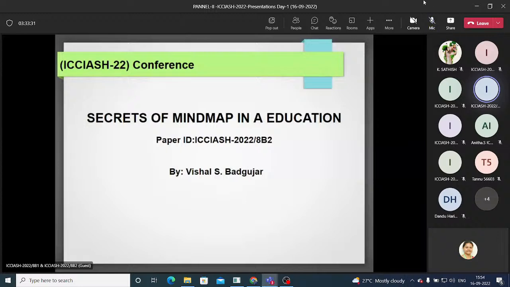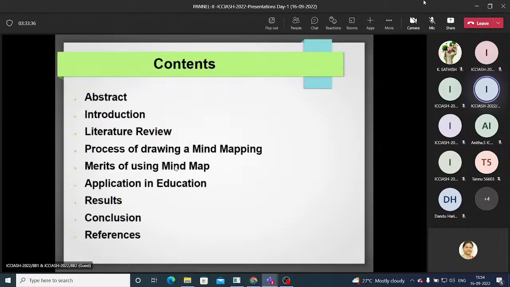So the paper title is Secrets of Mind Map in Education, right? So let us go with the flow: abstract, introduction, then literature review. Then we are going to find out how to draw mind maps, what the different merits of mind maps are in the education field, and what different applications we can use this mind map for, as a beautiful technique in our education part. And we have some results in terms of education, on how it will be helpful for us if we use this. After that, we move towards the conclusion and the references.